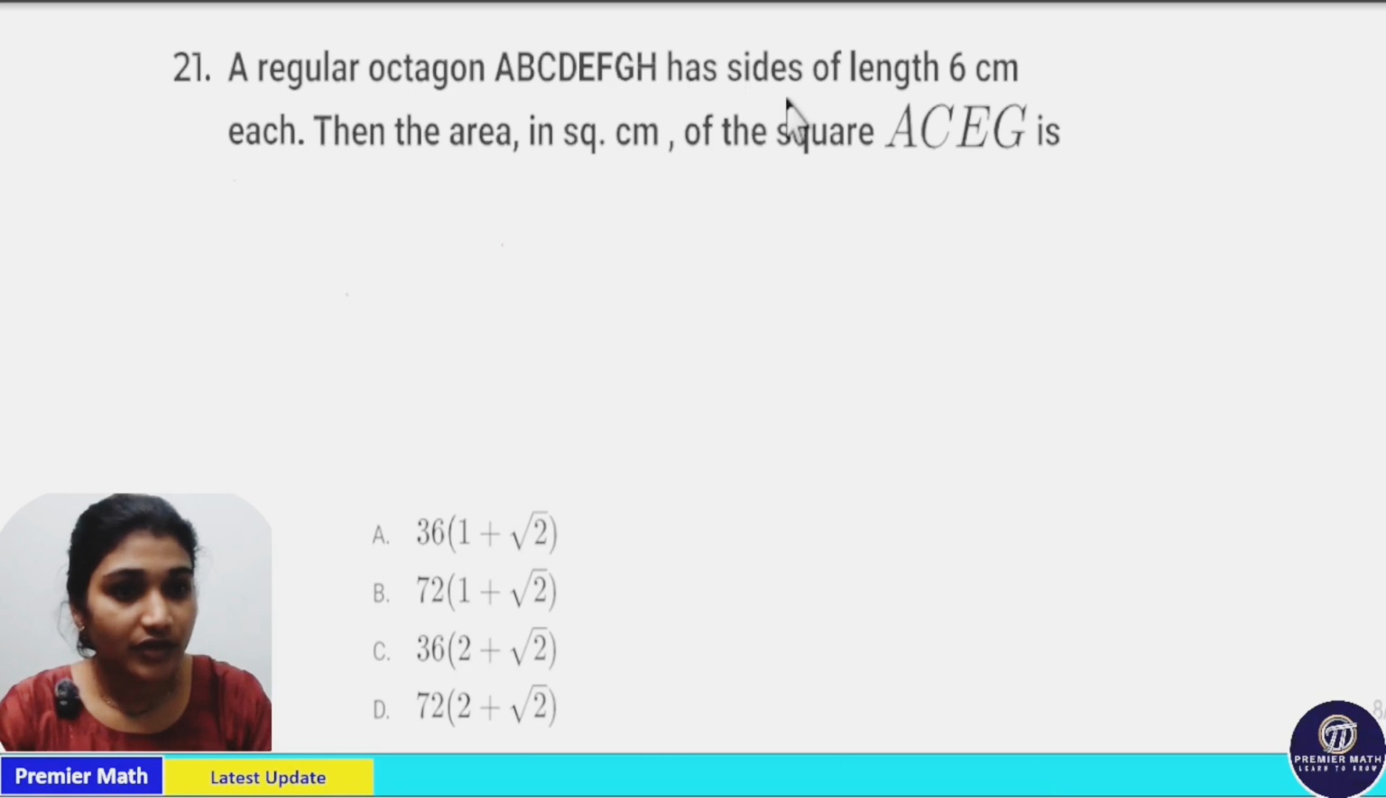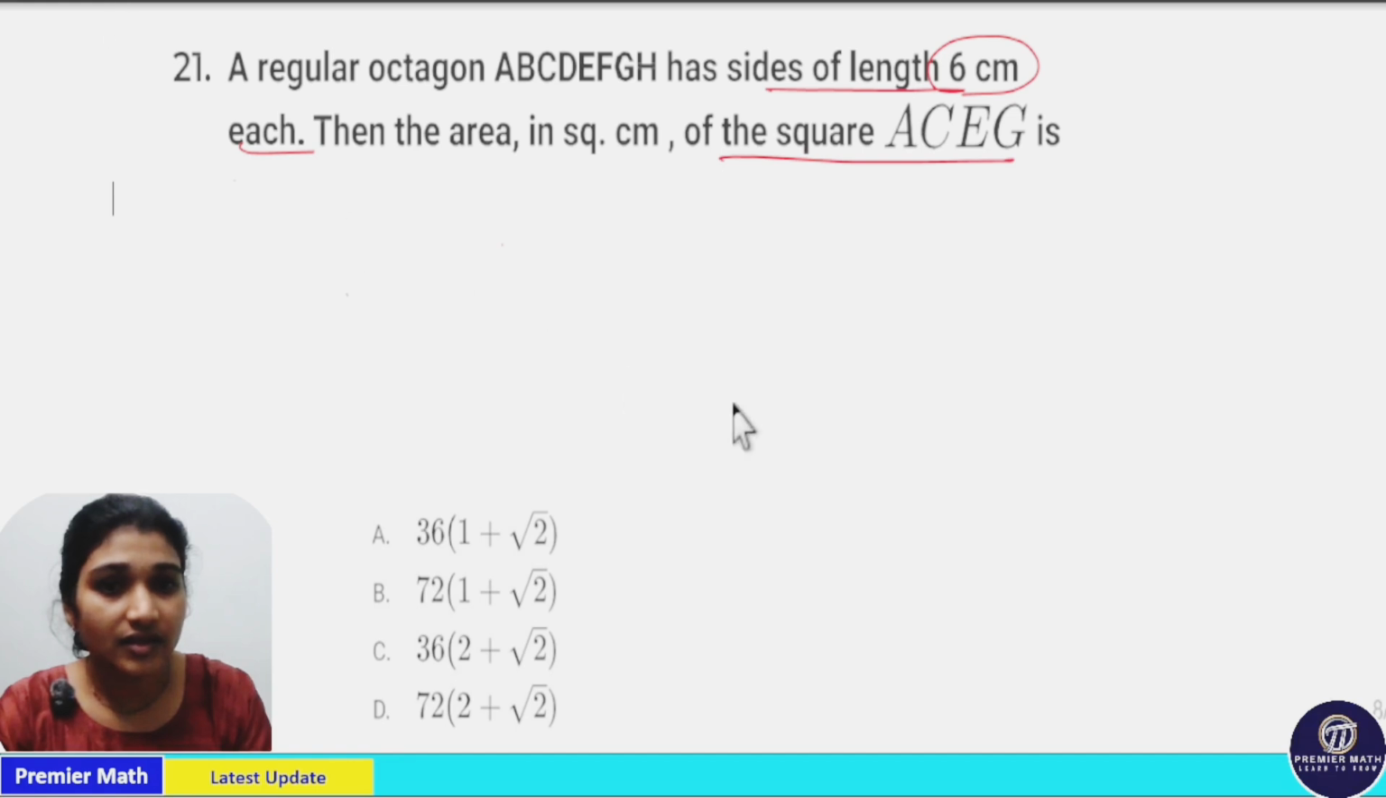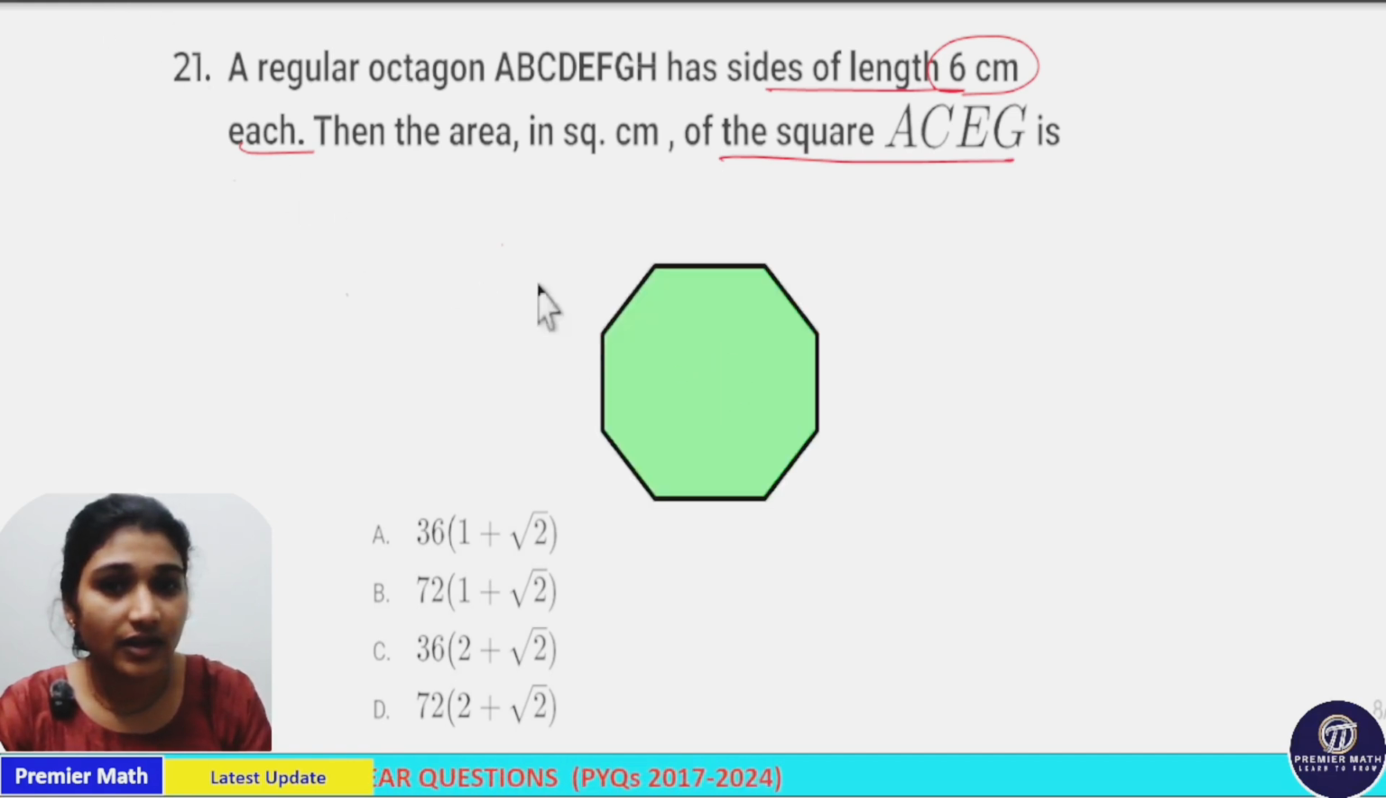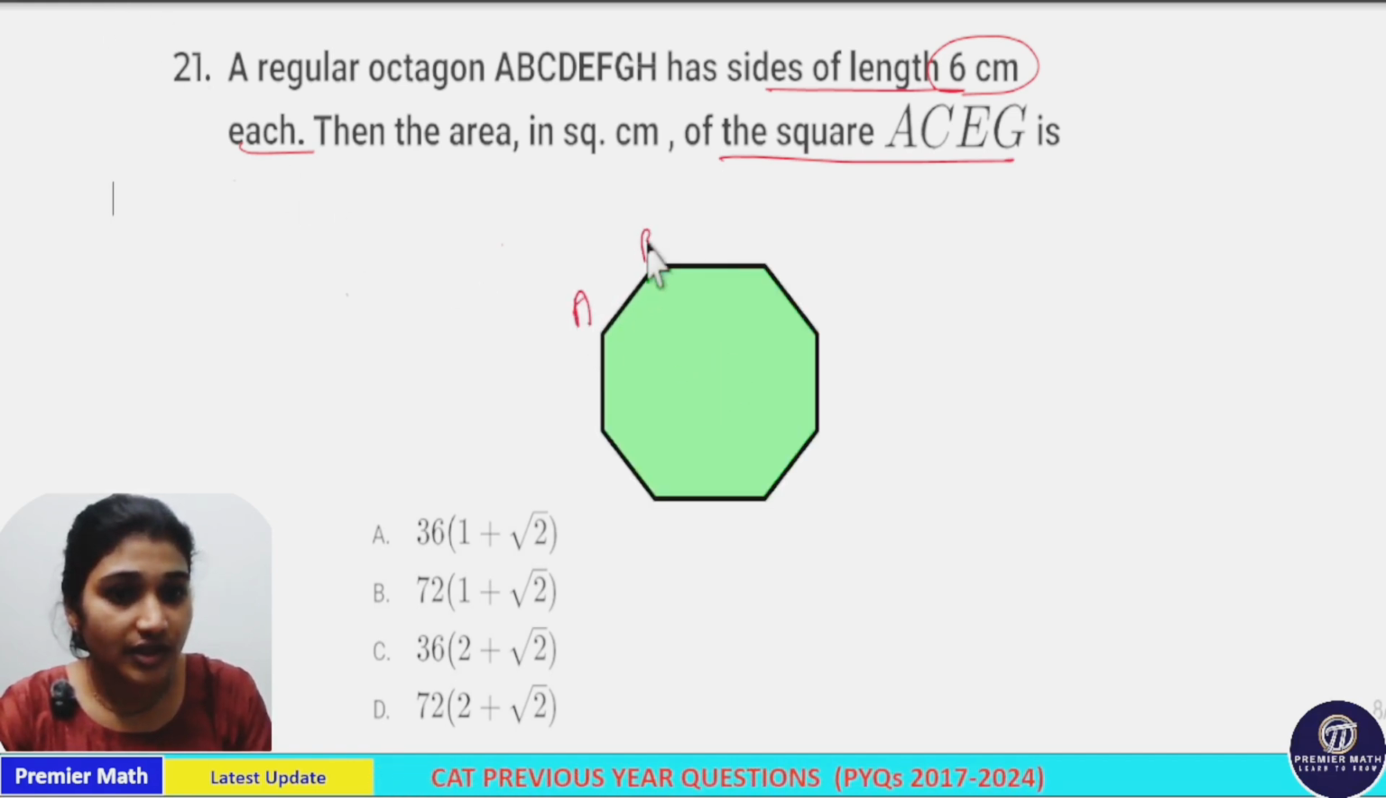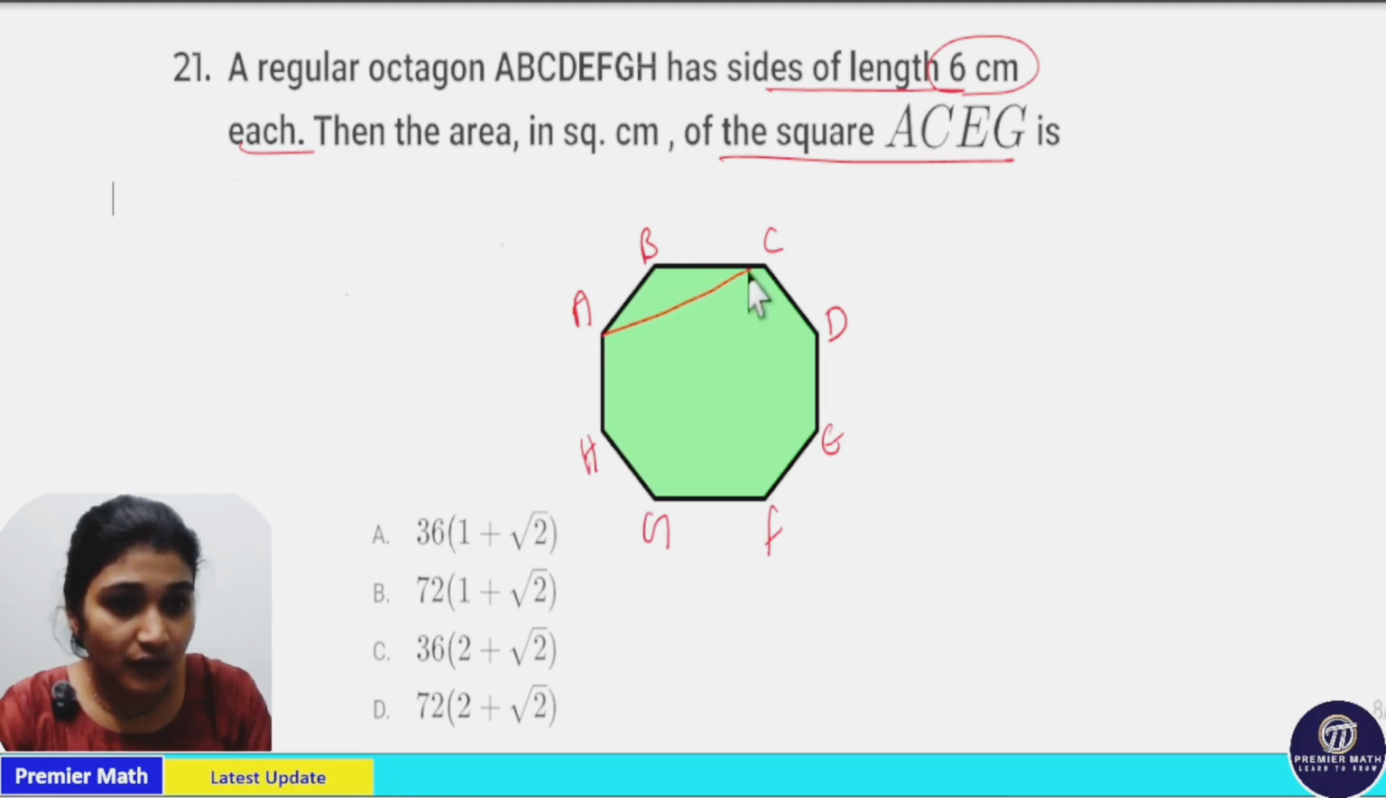A regular octagon has sides of length 6 centimeter each. Then find the area of the square ACEG. Here consider this as octagon ABCDEFGH. Now we have to find the area of square ACEG.